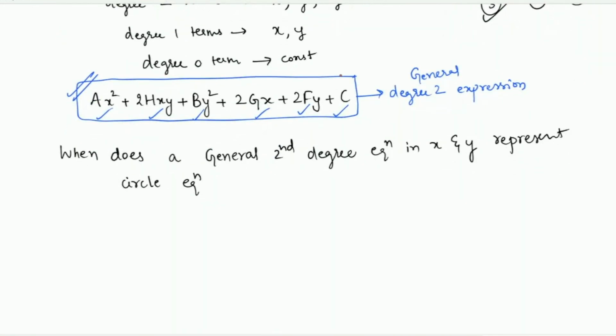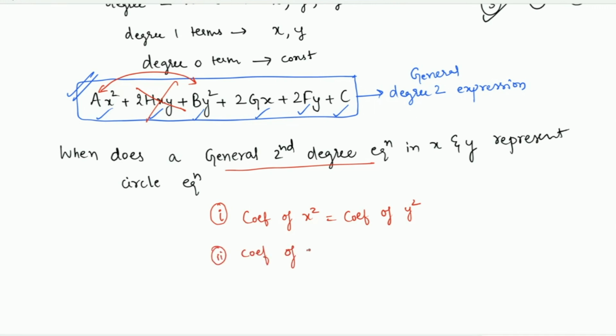First thing, what should happen? The xy term should be equal to 0. Second thing, the x square coefficient should be equal to the y square coefficient. Two conditions are there. First, the coefficient of x square should be equal to the coefficient of y square. And second, the coefficient of xy should be 0. So these are the two conditions.